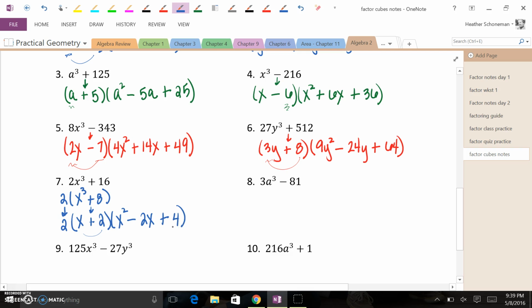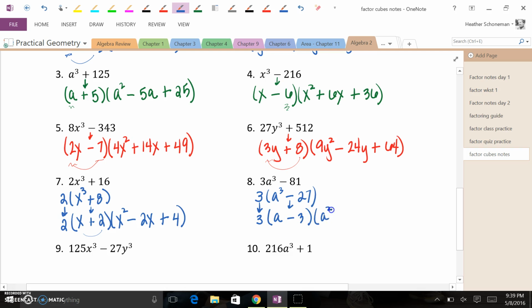Okay, number 8. To take out a greatest common factor, the greatest common factor is 3. And now I've got a cubed minus 27. I'm ready to rock and roll because those things are all on my list. The GCF gets carried straight down. Cube root of a cubed is a. Minus sign goes straight down. Cube root of 27 is 3.